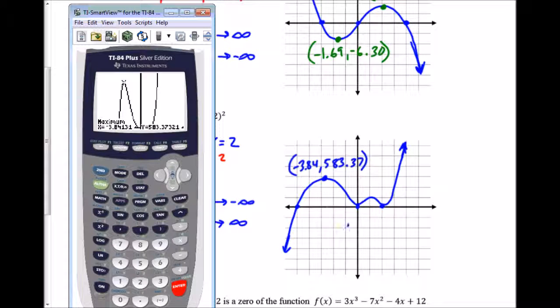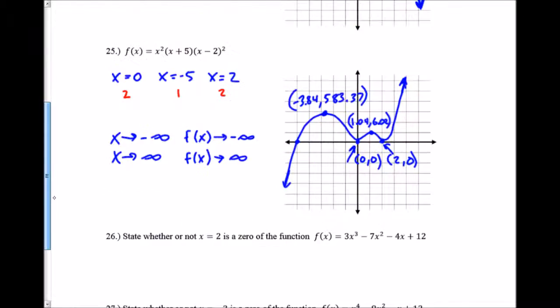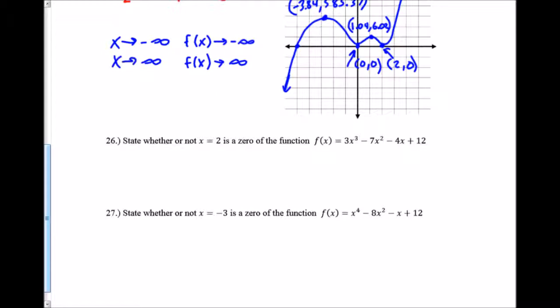This local minimum I already have, that's 0, 0. This local minimum I also already have, it's 2, 0. So the only other thing I need to find is this local maximum, which I'm going to have to zoom in a little bit further. So I'm going to go back to zoom standard here. And now I can see that with some accuracy. So I calculate. It looks like this value right here is at 1.04, comma 6.02.